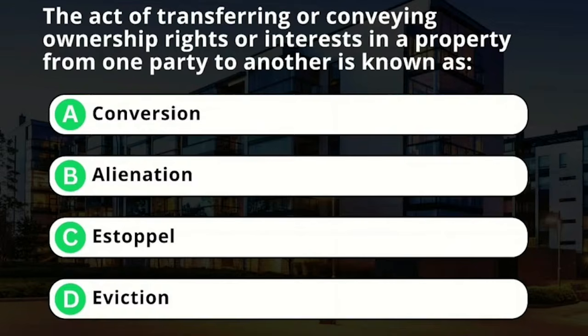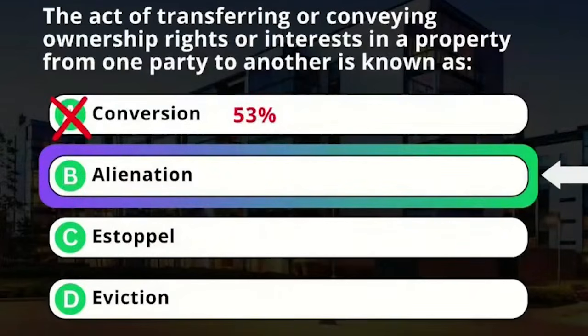The act of transferring or conveying ownership, rights or interests in a property from one party to another is known as letter A, conversion, letter B, alienation, letter C, estoppel, letter D, eviction. The act of transferring or conveying ownership, there's that word again, act, or interest in a property from one party to another. And the answer is letter B, alienation.